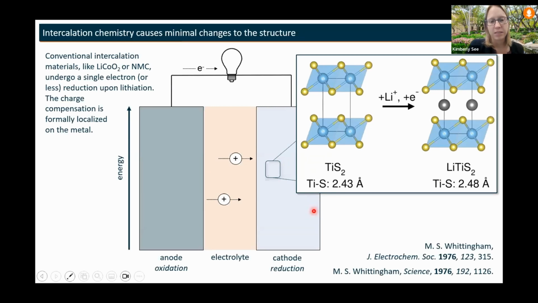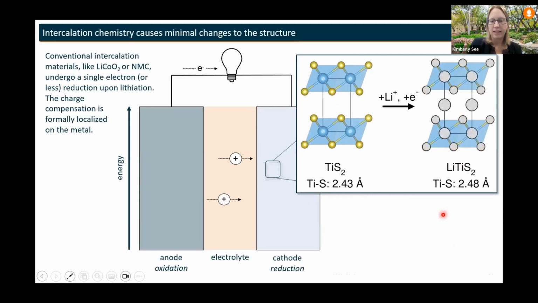That was, of course, shown by Stan Whittingham, who won the Nobel Prize for that in 2019. And TiS2 is a really incredible material. It's a layered structure that can accommodate 1 mole equivalent of lithium. So you can fully delithiate and lithiate this material, and it remains in the same family of materials. There's really not a huge structure change as a function of lithiation and delithiation.